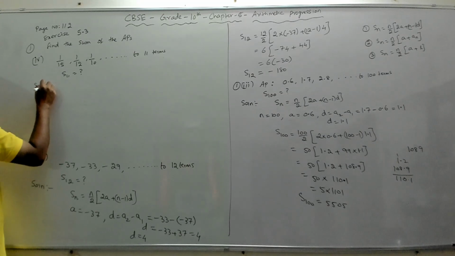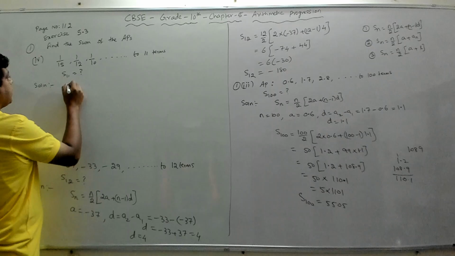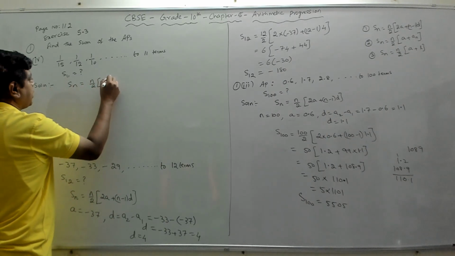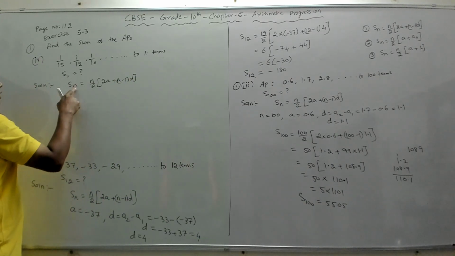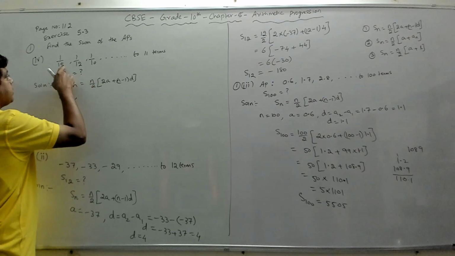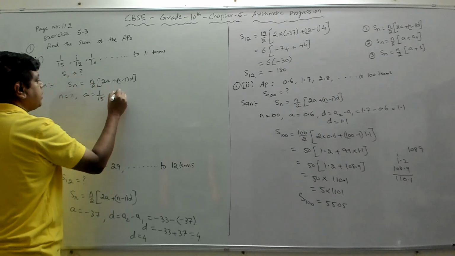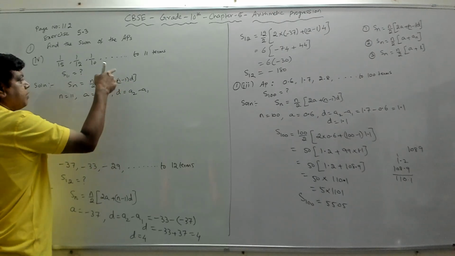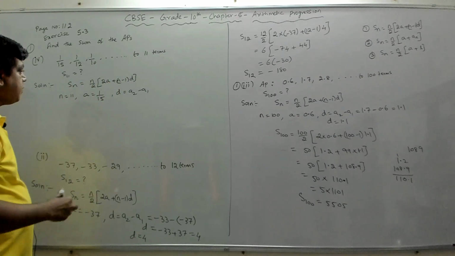So solution. Let's write what is our Sn. Sn formula is n by 2 into 2a plus n minus 1 into d. We have to find n. n is 11. And we have to find a. a is the first term, so a is 1 by 15. And your d is a2 minus a1. So we are finding n, a and d so that we can substitute in this and find the value of S11, the sum of first 11 terms.